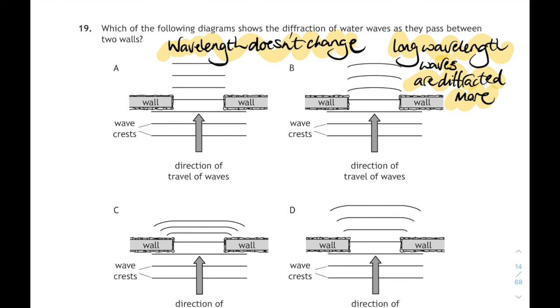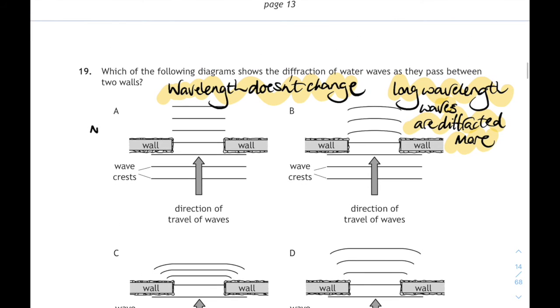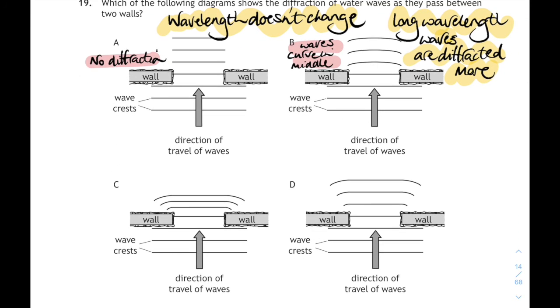So let's look at each of these diagrams in turn and see what's happening. In diagram A, there's no diffraction taking place at all. Those waves aren't being bent, they're just kind of chopped off. In part B, the waves are kind of curved in the middle section, so that's not right either. They should still be straight waves in the middle. In answer C, the wavelength of the waves has changed, and wavelength doesn't change. They don't get closer together, so that's wrong. D looks okay. We'll come back to that though.